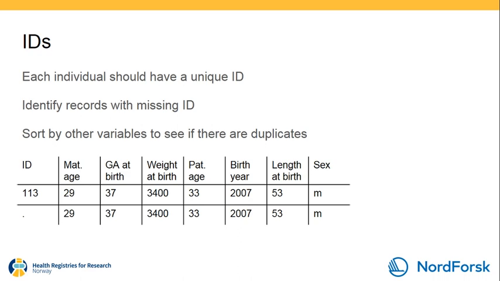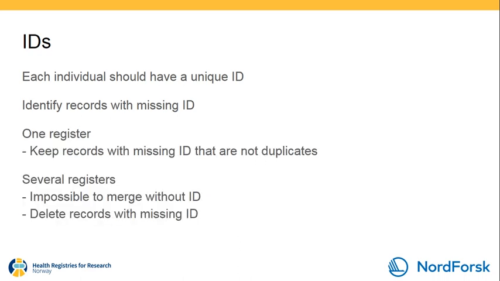And this is probably because they're the same individual, right? It would be quite the coincidence if two individuals were born with parents who were exactly the same age and they weighed the same to the gram and had to the centimeter the same length at birth, right? So we can detect duplicates by using the other variables. We don't necessarily have to rely on the ID alone. So if there are duplicates, these should be thrown out too, right?